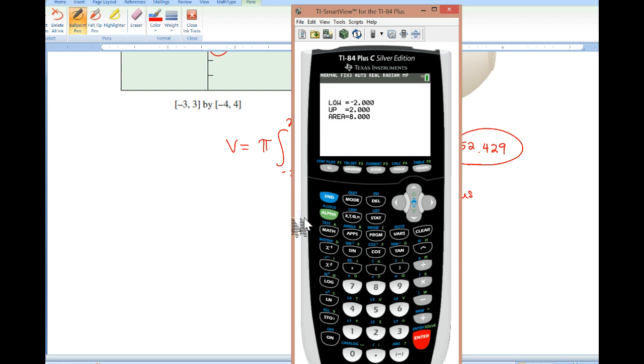That should be the area that we saw. Good. All right, axis of rotation. Well, it's a great way to check your answers.